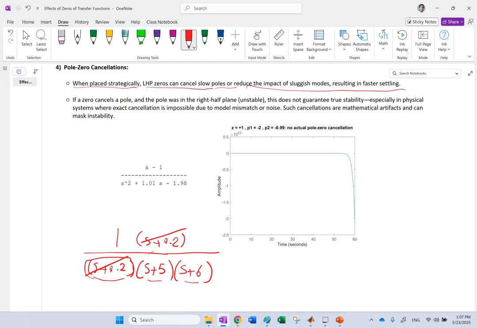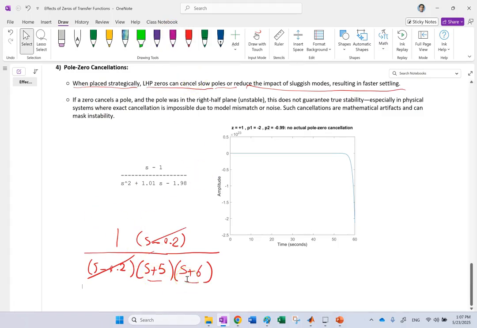The danger of this cancellation is when the zero and pole, you think they are canceling each other, and that pole is an unstable pole. So let's say here you have something like this. This guy is negative 0.2, so that guy is on the right-hand side and the system is unstable. And you say, well, no worries, I can make the system stable by simply adding a zero like this, and then these two would cancel each other. So by just adding an unstable zero to a system that has an unstable pole, through pole-zero cancellation, I get the system to be stable.